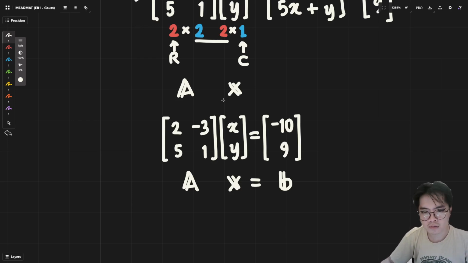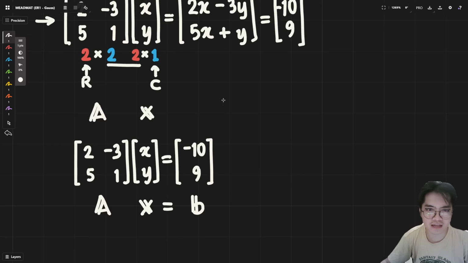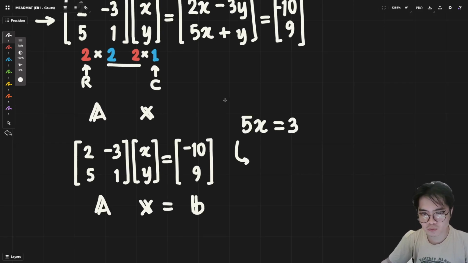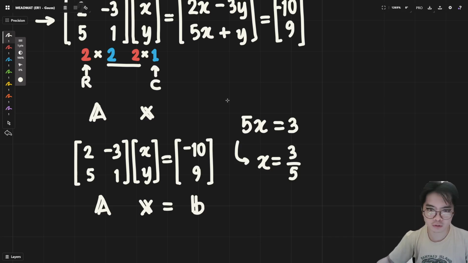And so now, what is up with AX equals b? Well, if I were to ask you, what is 5x equals 3? In this case, what would be your value of x? You would say, oh, it's just 3 over 5. What's so difficult about that?